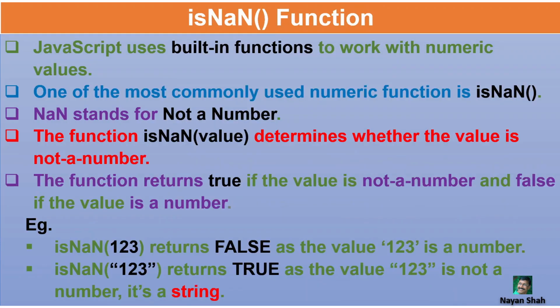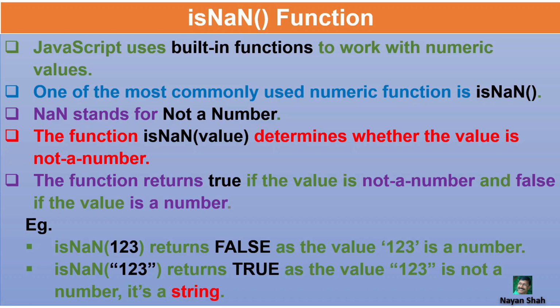isNaN function. One of the most frequently asked questions in board exams is about the isNaN function. It is a built-in function. Built-in function means a function which is readily available in JavaScript. So JavaScript uses some built-in functions to work with numeric values. And one of the most commonly used numeric functions is isNaN, where NaN stands for not a number. So it is a function which checks a value and determines whether the value is a number or not a number.